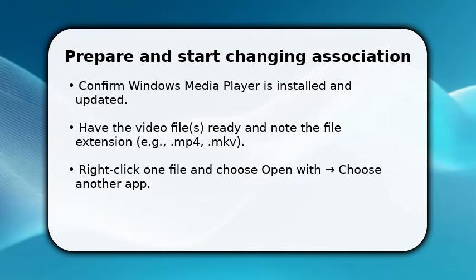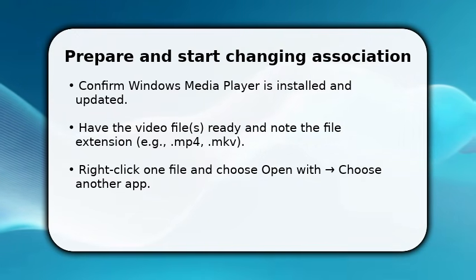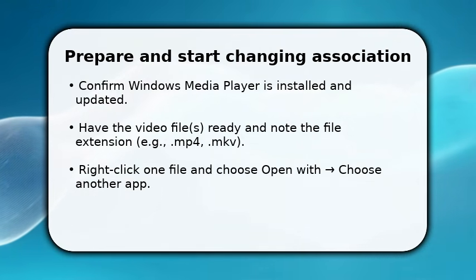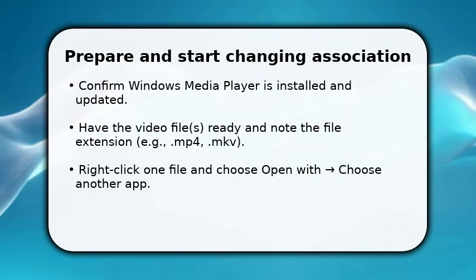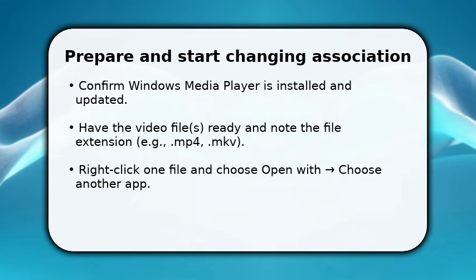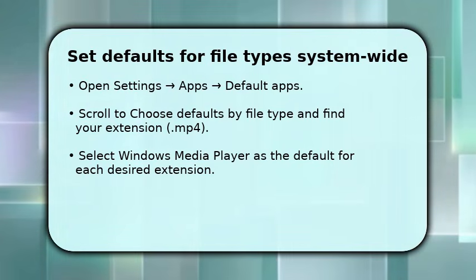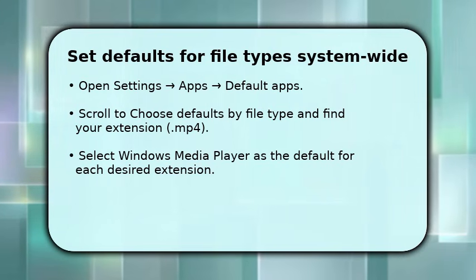You have Windows Media Player installed and a target video file ready. Now begin. Right-click the file, pick Open With, then choose another app. Once the dialog appears, select Windows Media Player from the list. Make sure to check Always use this app to open MP4, or the file extension shown, so Windows remembers the choice. Doing this now switches this file type to open in Windows Media Player immediately and avoids repeating the step for that extension. Once done with one file, set system-wide defaults to avoid per-file clicks.